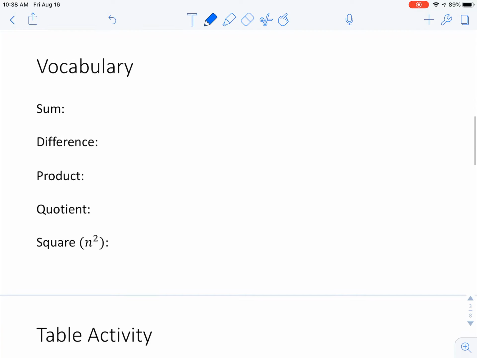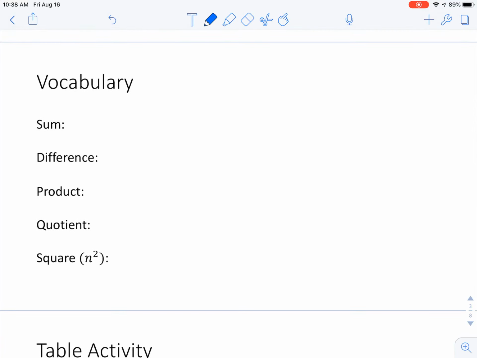Now, vocabulary is going to be really important in this lesson because what we're doing is we're going from words to mathematical expressions. So we're going to have a sentence or specific word instructions, and we're going to have to either perform or write out operations in an expression given that word.